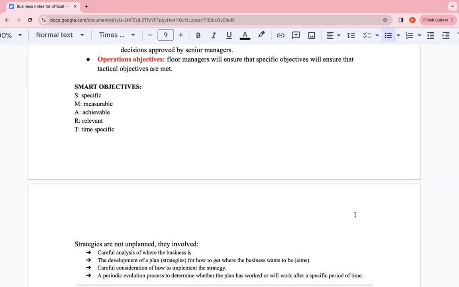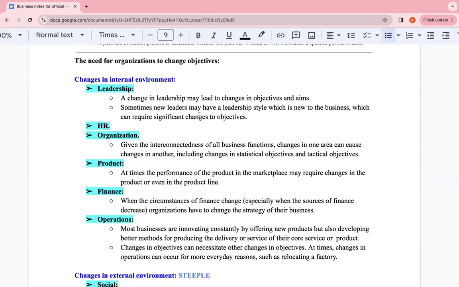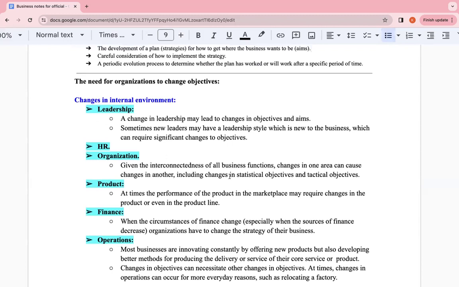So now, moving on, we need to see the need for organizations to change objectives. Like I said, we have internal and external factors of a business. For the internal part, we have leadership. A change in leadership may lead to changes in objectives and aims, because we do know that there are different leadership styles. And again, we're going to have to talk about that later throughout the syllabus in chapter 2. But a change in leadership, no matter what, will always lead to changes, even if the leadership is kind of similar.